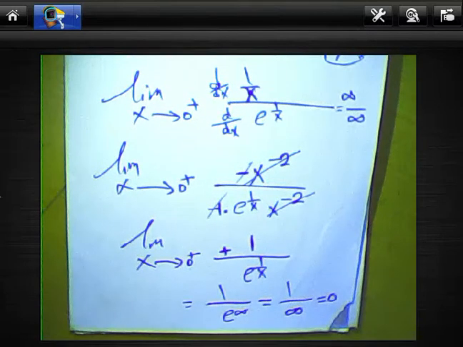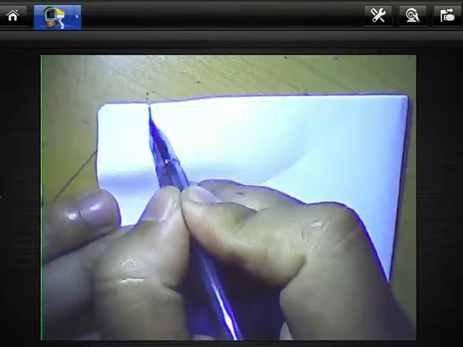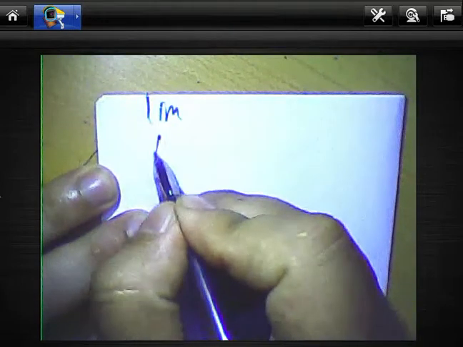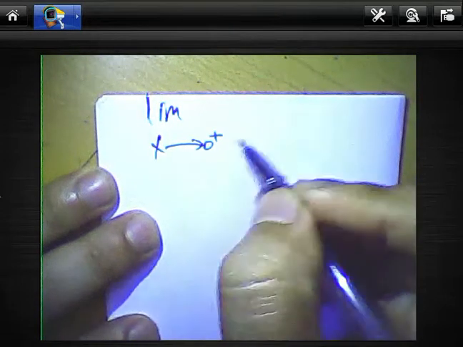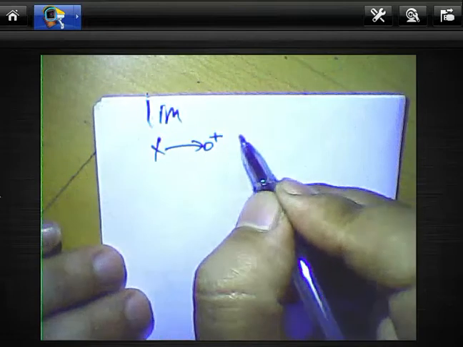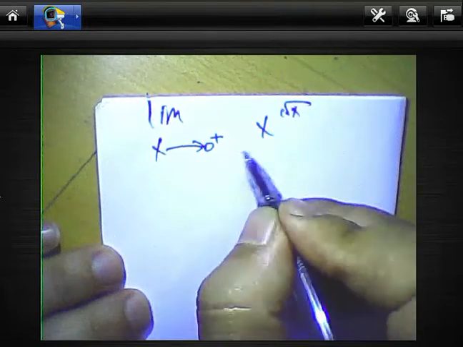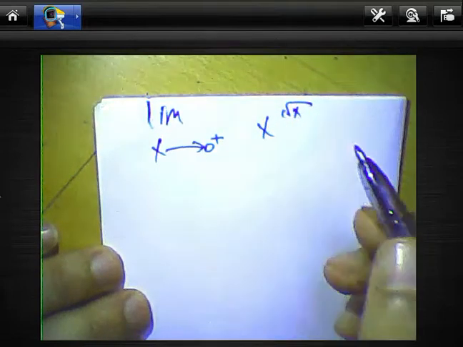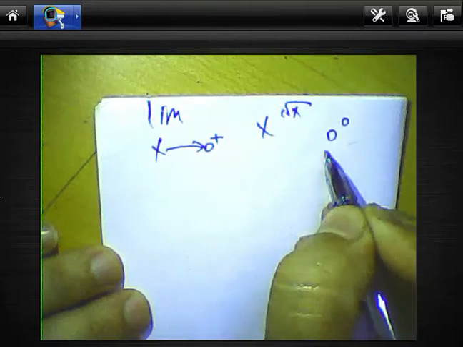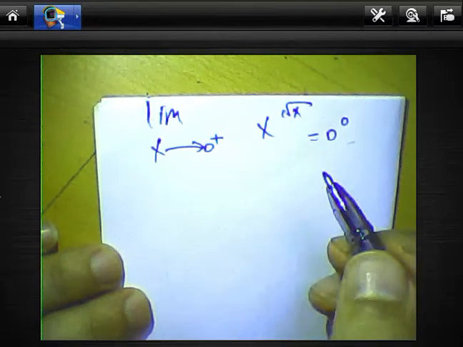So you must use this method to find the result. Okay, another example. We want to find the limit of what? Look here: the limit as x approaches 0 positive of x to the power root of x. We get 0 to the power 0, which is undefined. So we must solve it.